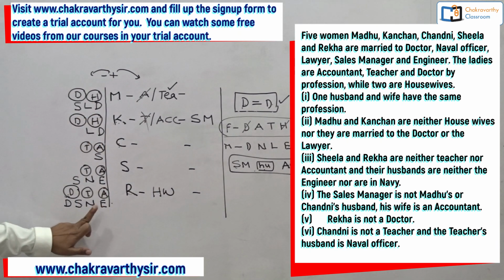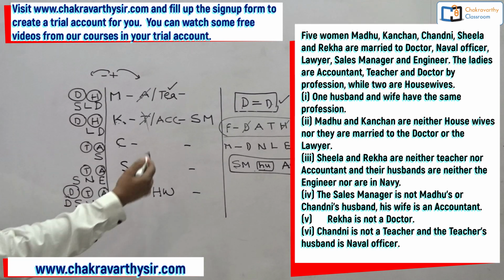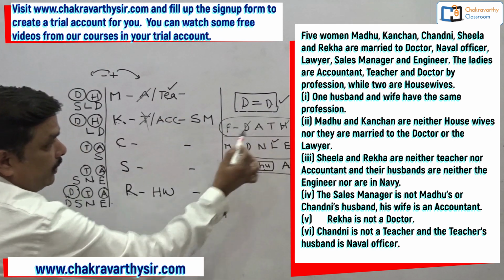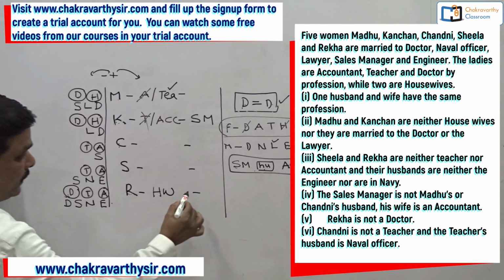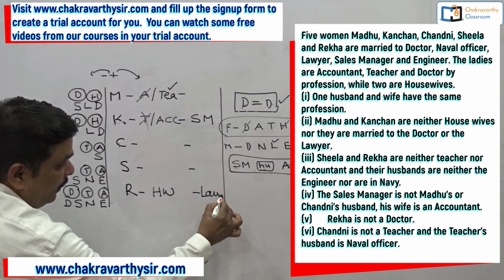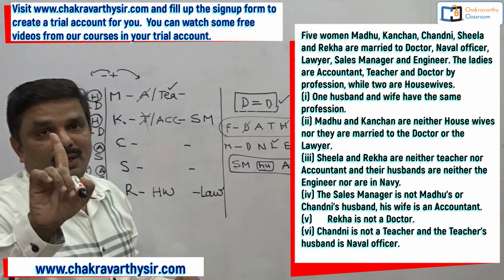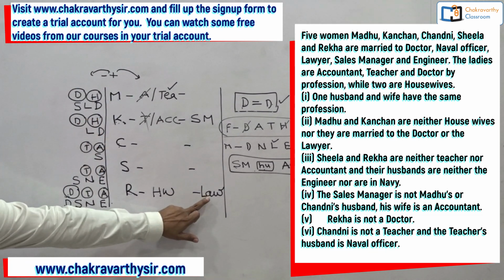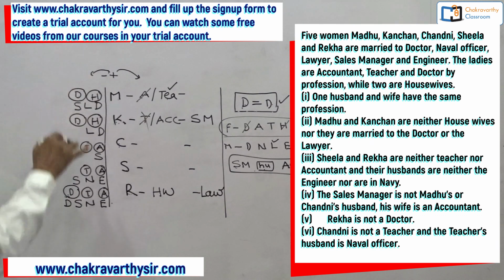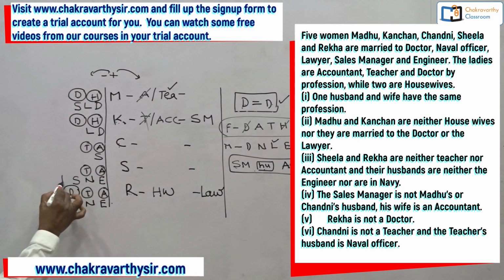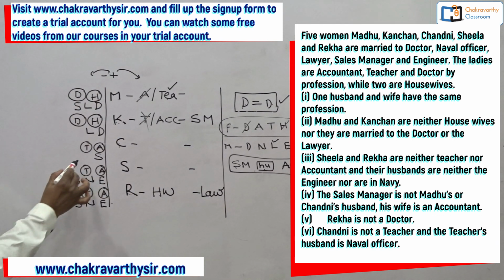Rekha's husband: not an engineer, not a naval officer, not a sales manager, not a doctor. Only one thing is left out. What's that one? Engineer, naval officer, sales manager, doctor. The left out one is lawyer. Now Rekha's husband should be lawyer. Right. How many lawyers are there in the group? Only one lawyer. So when that lawyer is accommodated here, for other ladies, husband should not be lawyer. Right? Here also not a lawyer, of course that is there.